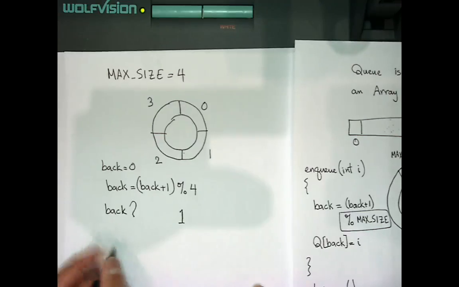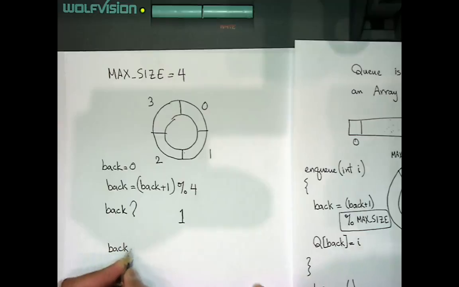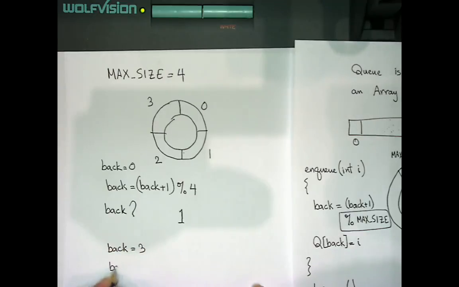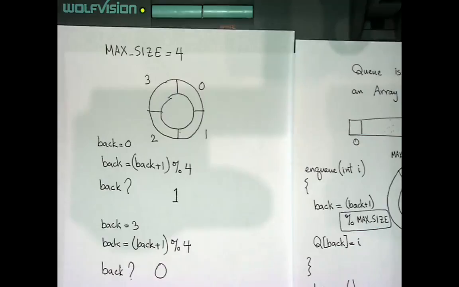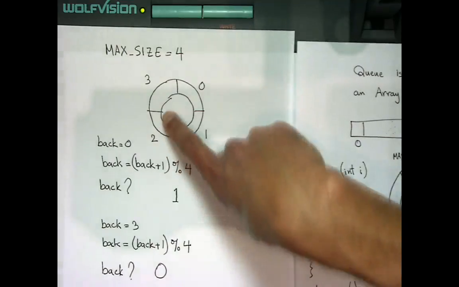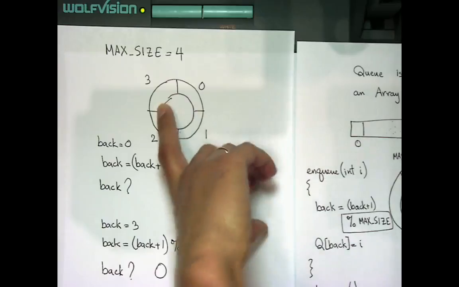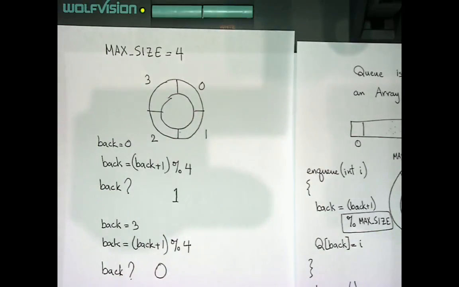Now what if back is equal to 3? And then you do back equals back plus 1 percentage 4. What is the value of back? 0. So it wraps around. Right? And that's all you need to know about the percentage function. So what it does is as you increment at the last index, it just moves it back to 0.